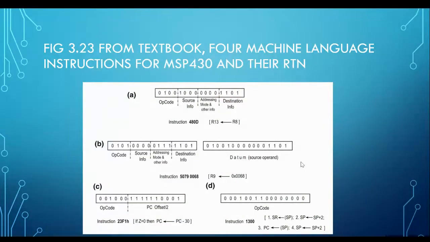Okay, so this one is from figure 3.23 from the textbook. You can refer back. The first 4 bits of this 16-bit instruction have your operations. So this first 4 bits will tell you what operation you want to do, whether it's add or whatever. Source info tells you where you want to get it from. Addressing mode tells you whether you do it like this or with a different addressing mode, that will be covered, no problem. And this is the destination.